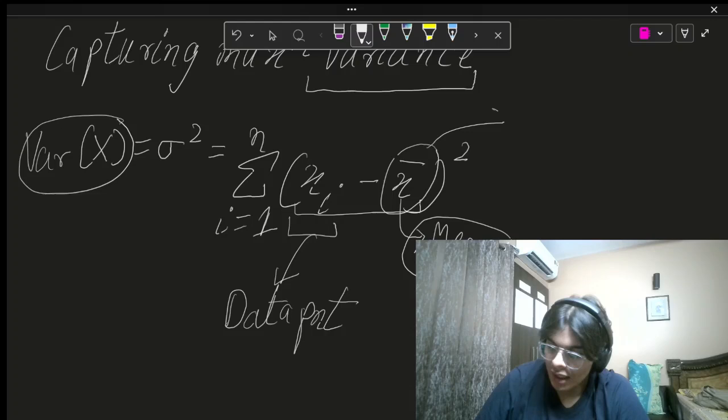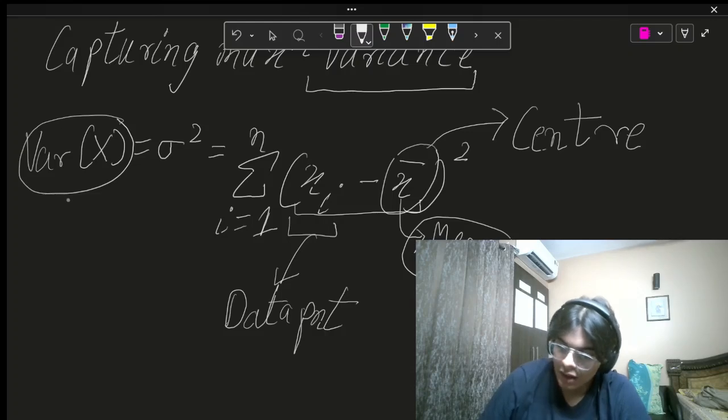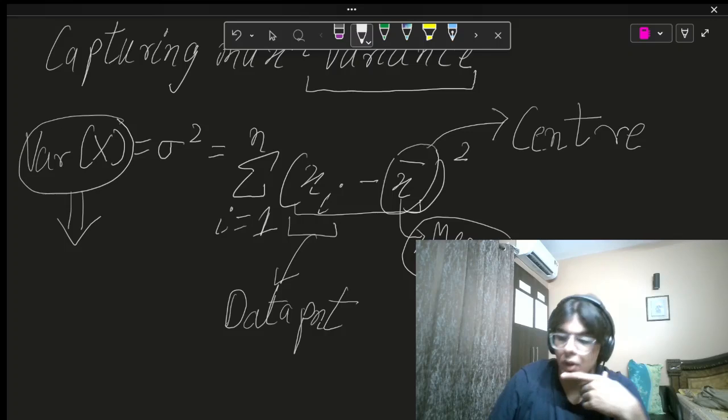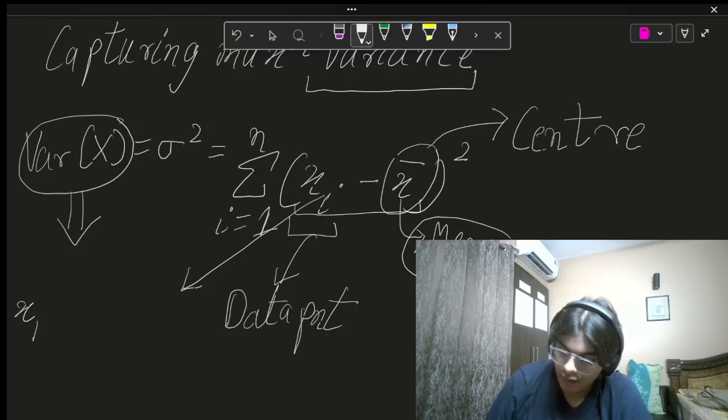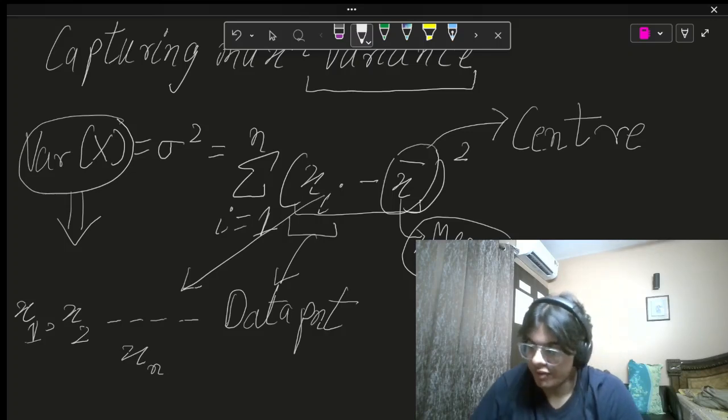We are saying that the mean, which is the average, represents the center of the data. And this variance is finding nothing but how much each data point is away from the center. This xi is going to represent different data points in the data set, like x1, x2, and all the way up to maybe x of n. So it is representing different data points, and x bar is representing the mean.